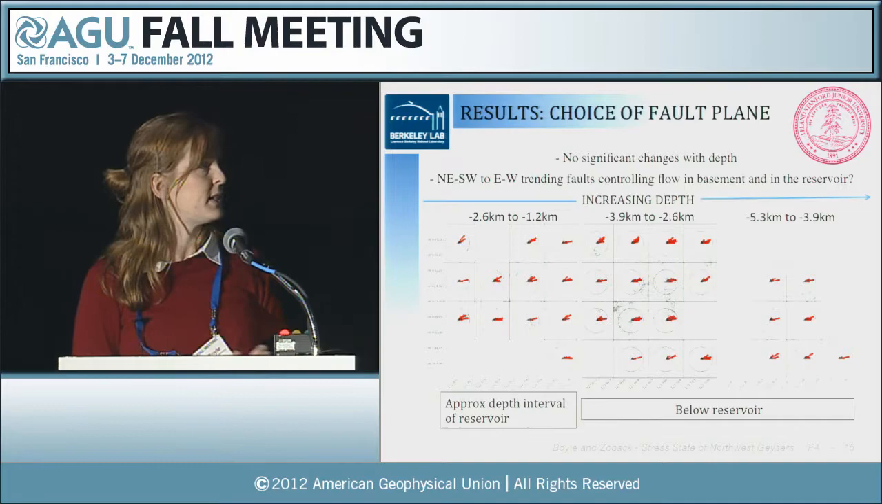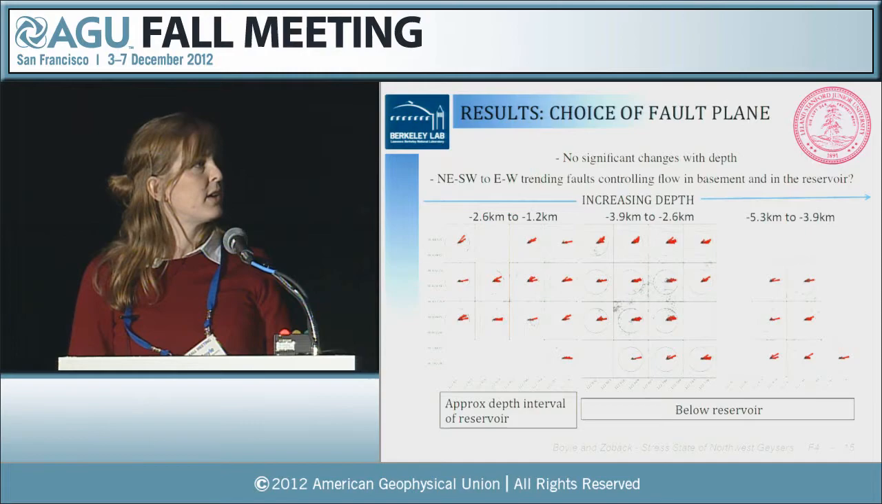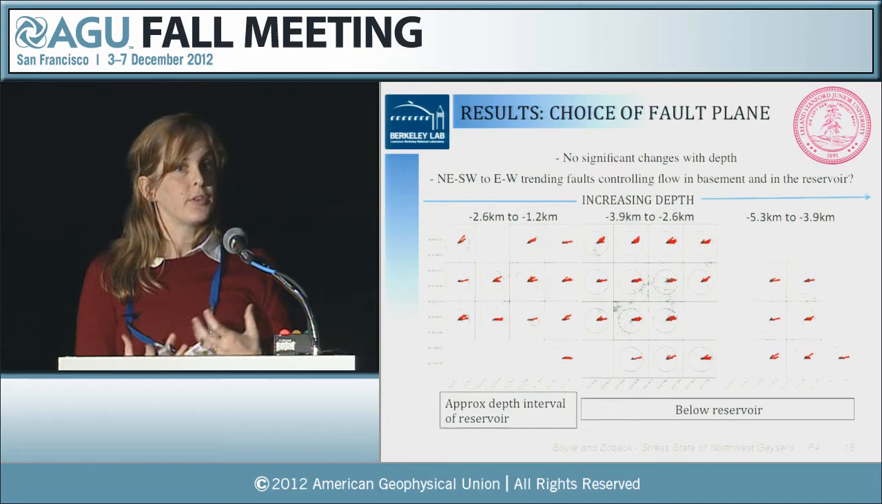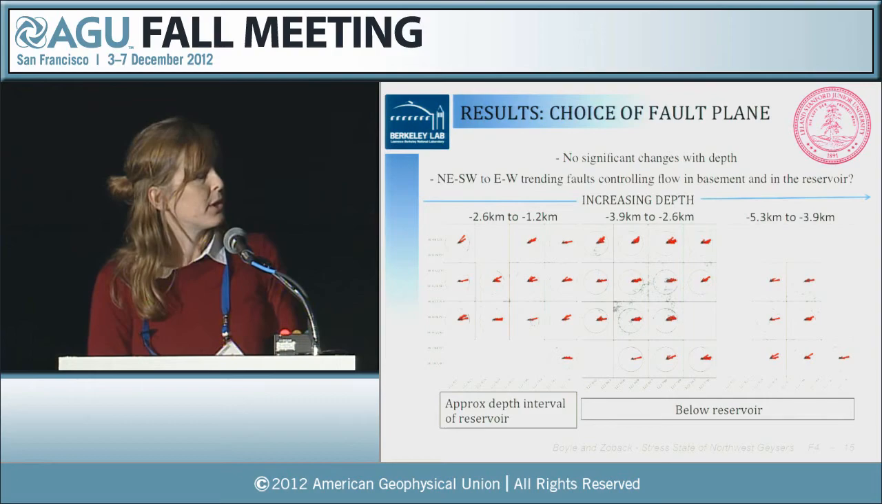So the question is, are these northeast-southwest to east-west trending faults controlling flow in the basement and in the reservoir? According to the critically stressed fault hypothesis, these are the faults that are slipping, so these are the ones most likely to be contributing to flow.